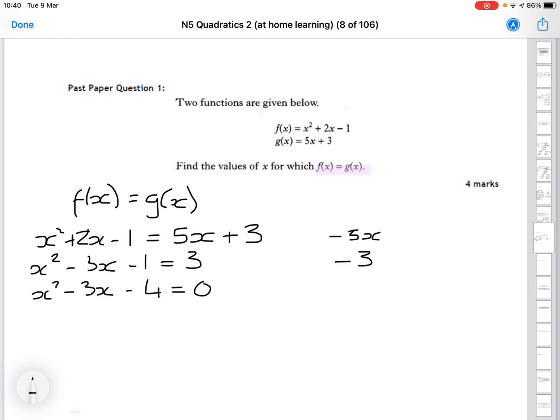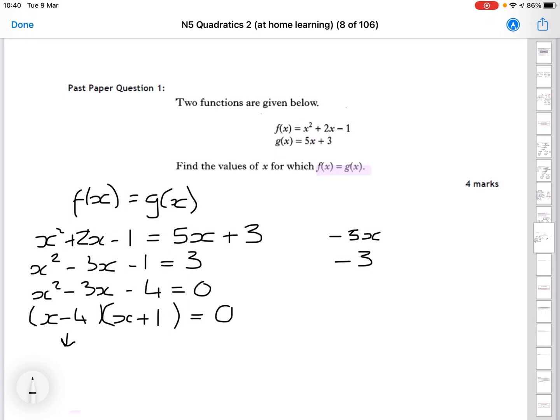Now that we have everything on the left hand side and equals 0 on the right hand side, we can factorise and solve. So into double brackets because it's a trinomial. So we're looking for the numbers that multiply to minus 4 but add up to minus 3. That's quite a simple one. I would hope that you would be able to do it quickly in your head. So it's going to be minus 4 and plus 1. So x minus 4 and x plus 1. Minus 4 add 1 is minus 3. Minus 4 times 1 is minus 4 at the end.